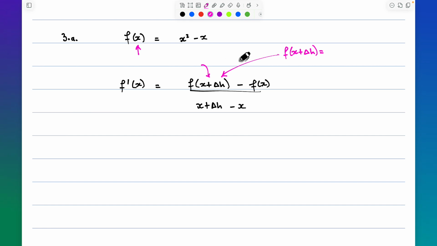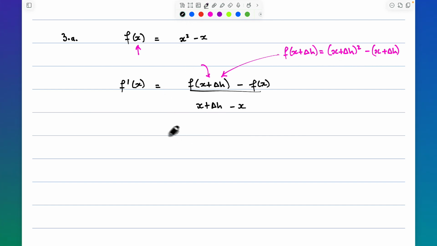Remember, the easiest way to remember this is wherever you have x, just replace it with x plus delta h. So over here we have x squared. Instead of having x squared, now we have x plus delta h squared. And then minus x, but remember, it's not just minus x. You're replacing wherever you find an x, replace it with x plus delta h. All right, so that's how you do that.